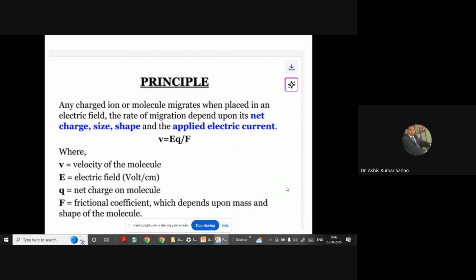Velocity of the molecule is equal to E Q by F. Here E is the electric field, Q is the net charge of the molecule, and F is the frictional coefficient, which depends upon the mass of the molecule. So this equation decides the movement of the charge. It depends upon the electric field applied, the net charge on the molecule, and the frictional coefficient, which depends upon the mass of the molecule.